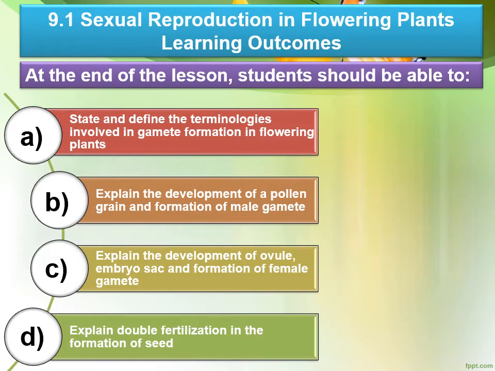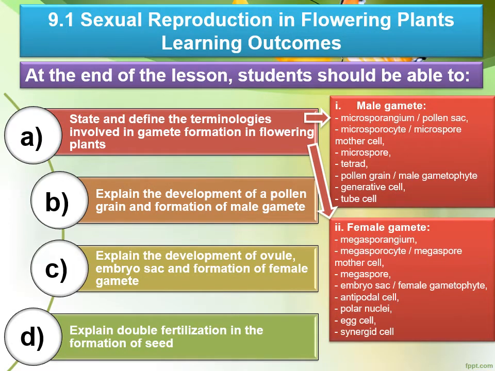Okay, so these are the learning outcomes for 9.1 Sexual Reproduction in Flowering Plants. At the end of the lesson, you should be able to firstly, 9.1a, state and define the terminologies involved in gamete formation in flowering plants. So what are the terminologies? These are the terminologies which are divided into male gamete and female gamete. I know it's a lot, but don't worry, we're going to look at each of these terms in the next few slides.